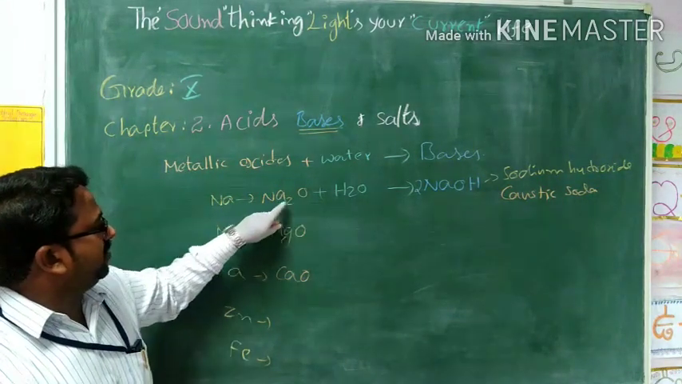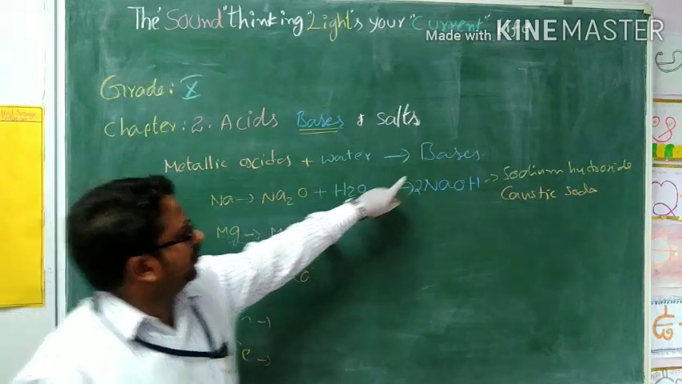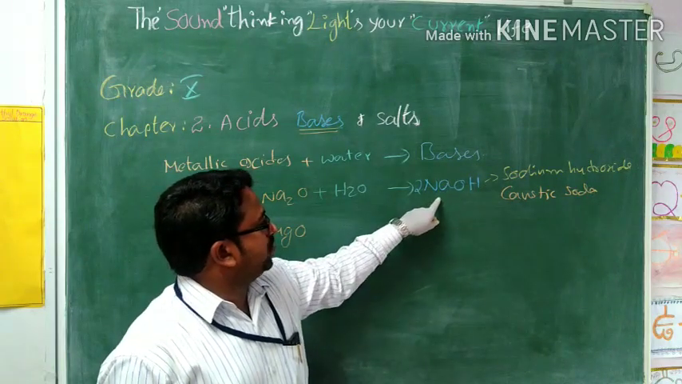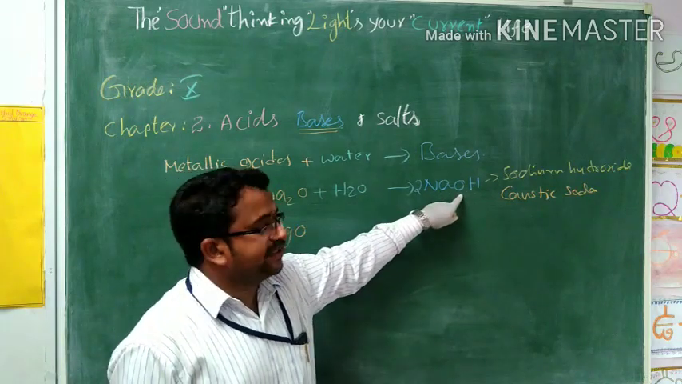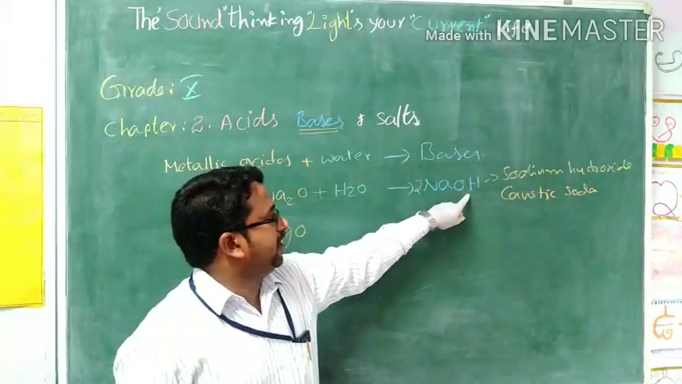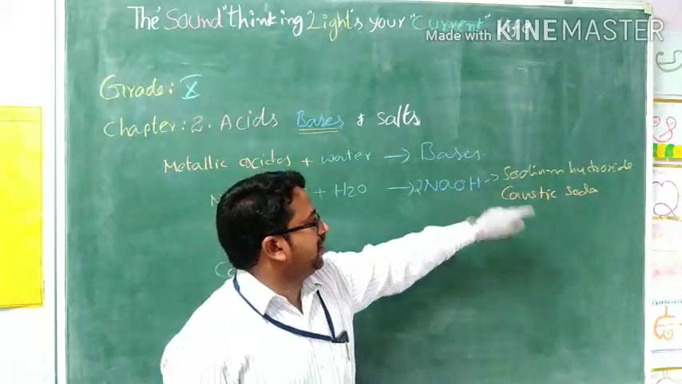Sodium oxide, a metallic oxide, dissolves in water. It produces a base, sodium hydroxide. Whenever OH is there along with a metal, we consider it a hydroxide. Sodium hydroxide is the chemical name. What is the common name?